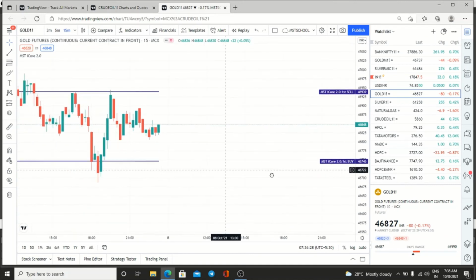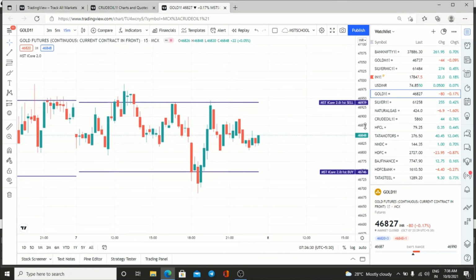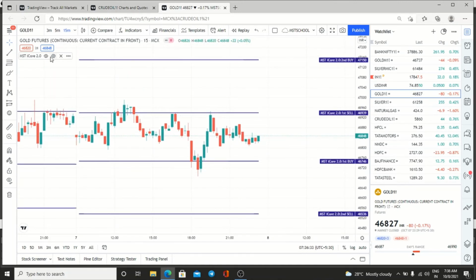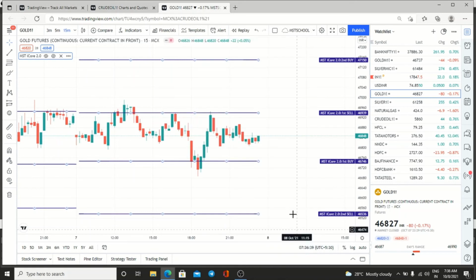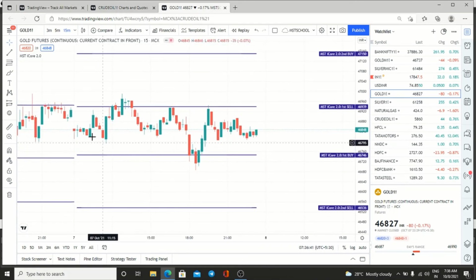See yesterday what happened in the gold. Okay, I will keep it in default settings. Default setting, that is reset. So yesterday what happened? Market opened here, it reached up, sell entry not activated, it came down, buy entry not activated, again it reached up, sell entry got activated. See, sell to buy, exactly target hit.